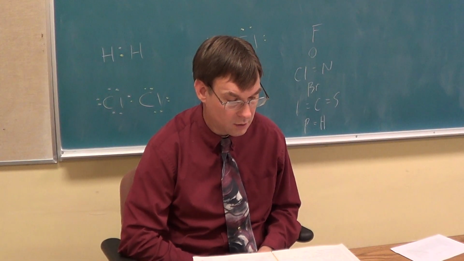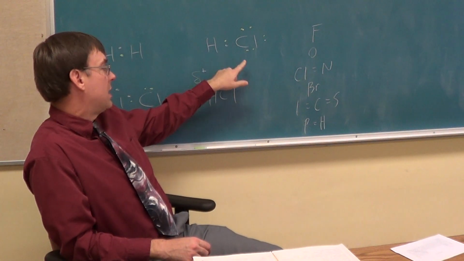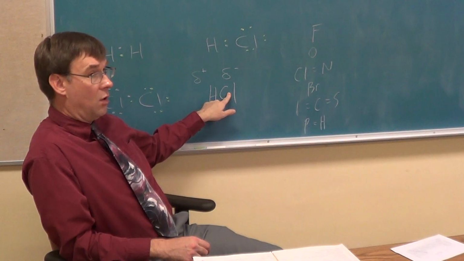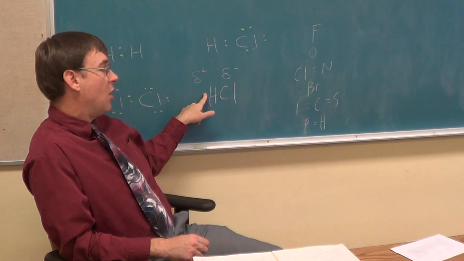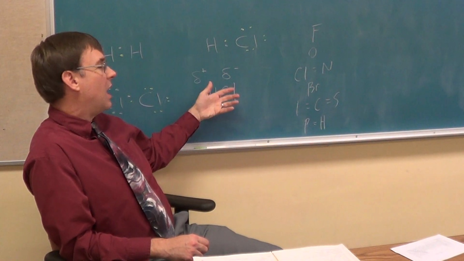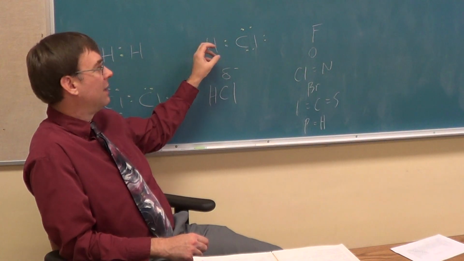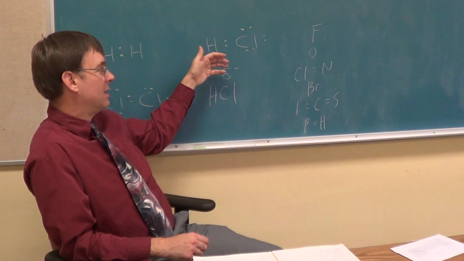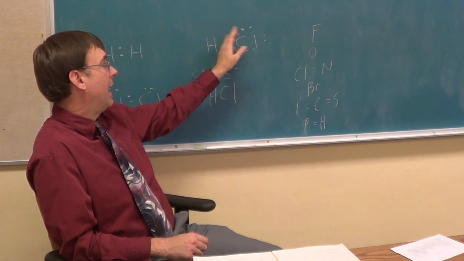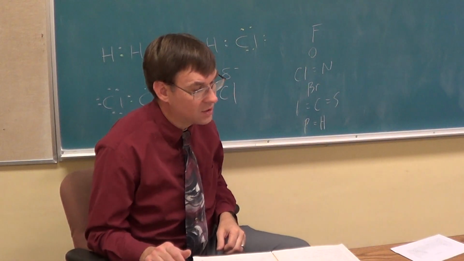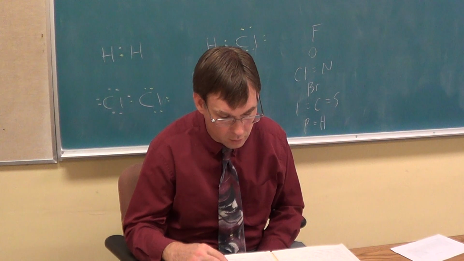Unequal sharing of electrons. This would be an example of that, because chlorine wanted electrons more. Hydrogen, not so much. That's unequal sharing. Even though they did share one apiece, it's not equal sharing in how much they wanted it. Chlorine wanted it more than hydrogen did. So that's unequal sharing of the electrons because they had different electronegativities. That would be an example of a polar molecule.